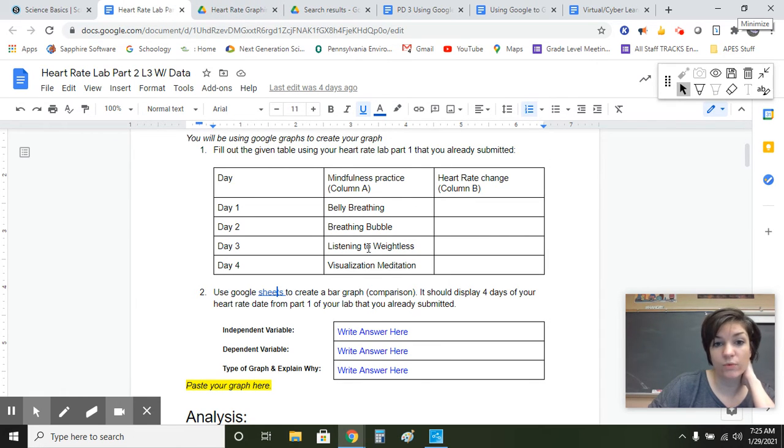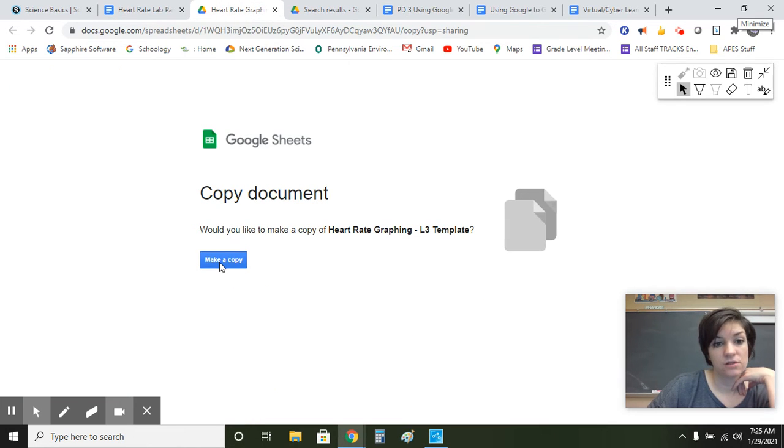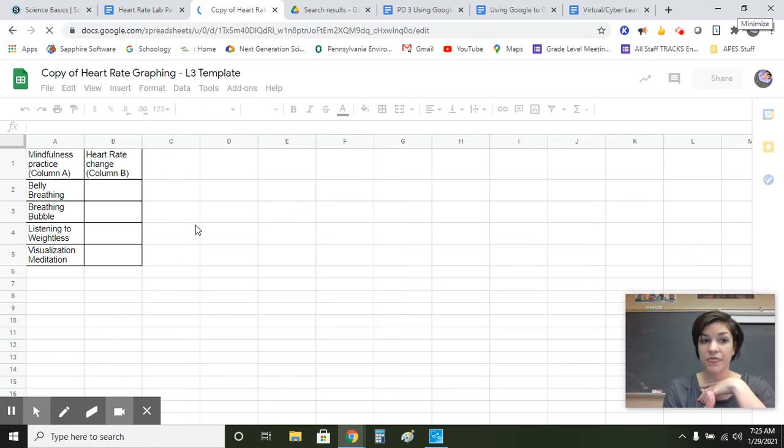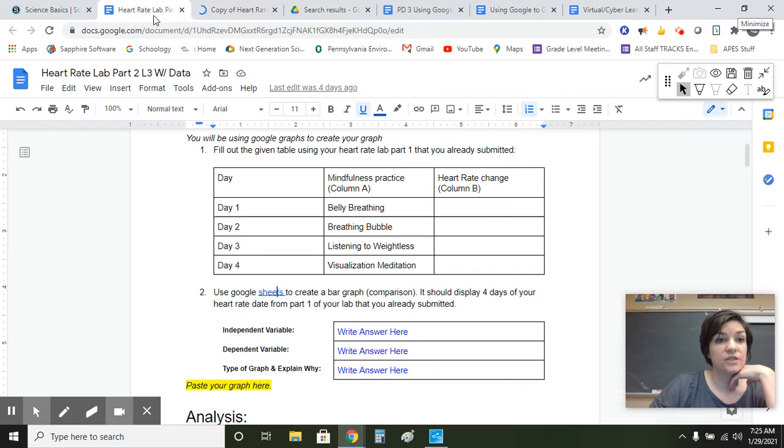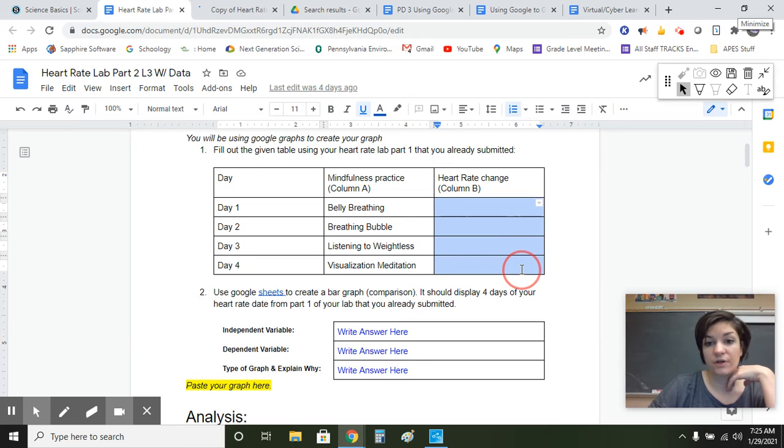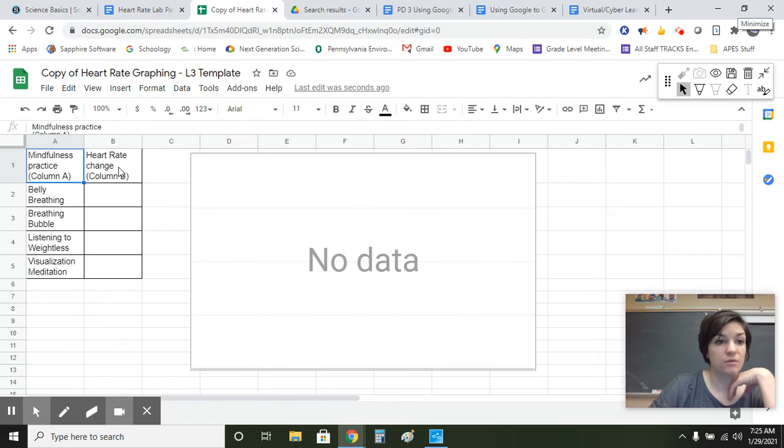Okay. And then you're going to open this up and you're going to take your, I already told you, column A is this. It's what we're changing. And then your heart rate is column B. So you make a copy of this and it will look like this. And you're literally just going to transfer your numbers from here into column B.